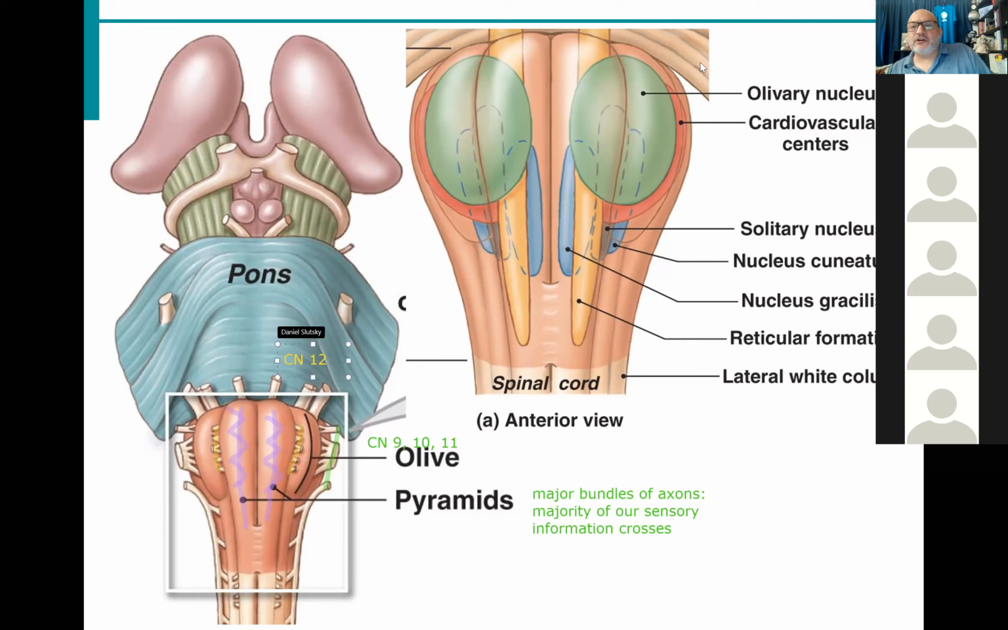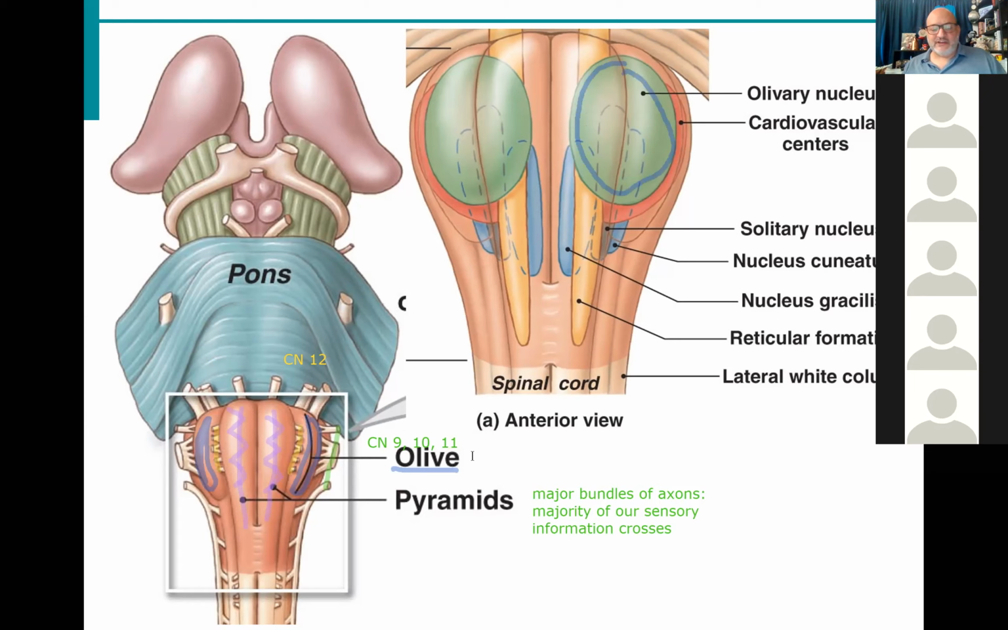is because if you look closely in between them, what would be a good color from here? Blue. There is an enlargement right here in between them. So notice this big enlargement right here to the sides of the pyramids in between all these cranial nerves. And this enlargement is known as the olive. Notice the olive is the largest nucleus of the medulla oblongata.